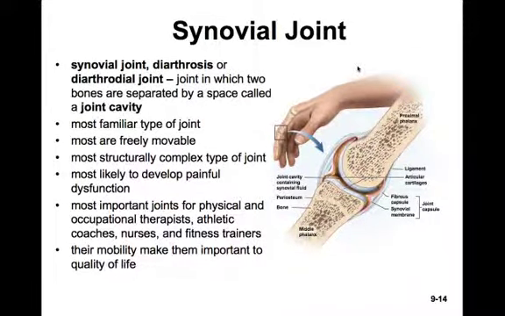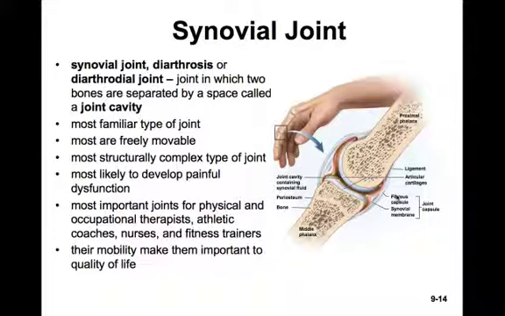The fourth type of joint is the synovial joint, also known as a diarthrosis or diarthrodial joint. Dia means separate or apart, and arthro again is joint and osis condition, so the condition of having a separate or apart joint. In these joints, the two bones are separated by a space that's called the joint cavity. The figure on the right here shows a general synovial joint.